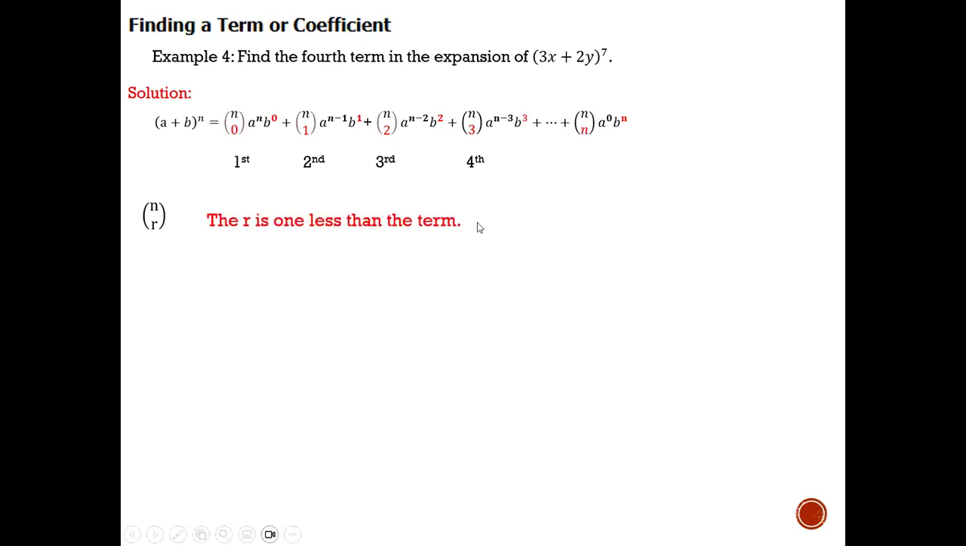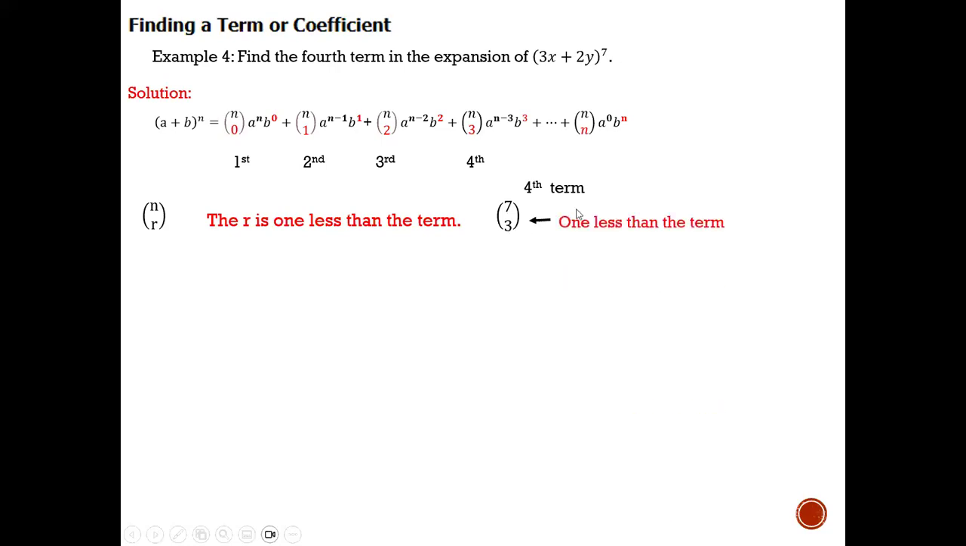Okay, so how does that relate? Well, the r value that I'm going to use, the coefficient, is 1 less than the term I want. So I want the fourth term. Notice the r value in the bottom is 1 less, 3. If you want the third term, r on the bottom is 1 less, 2. Okay, so we're going to use that. N is always the power of the binomial, so n is 7. Okay, so my fourth term, n choose r, my coefficient, is going to be with 7 and 3.